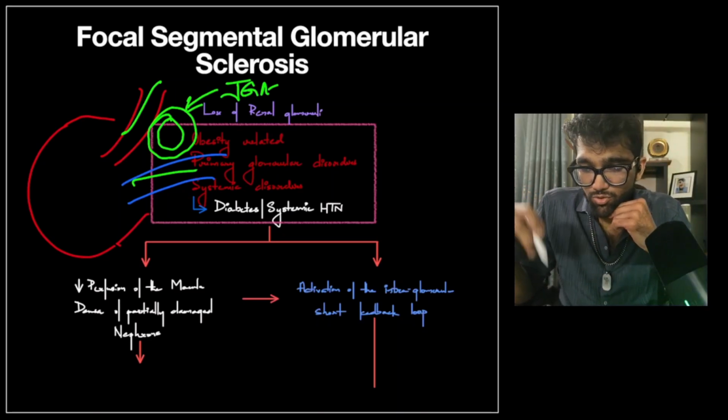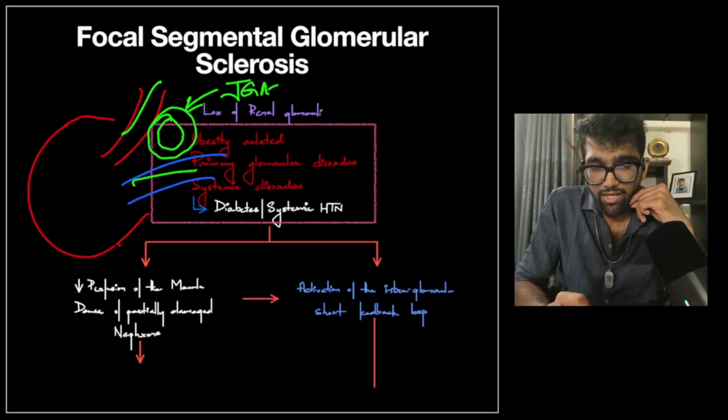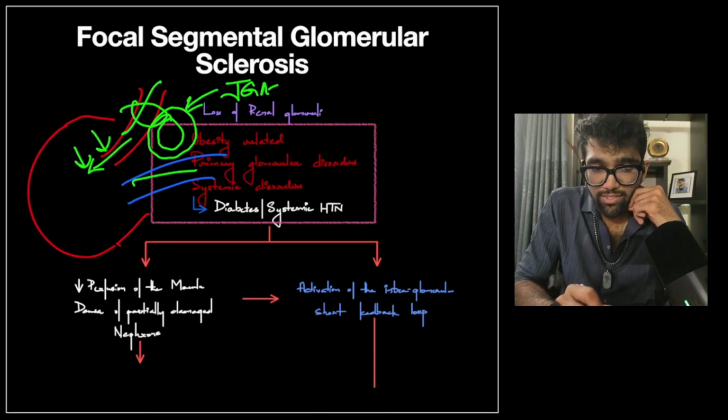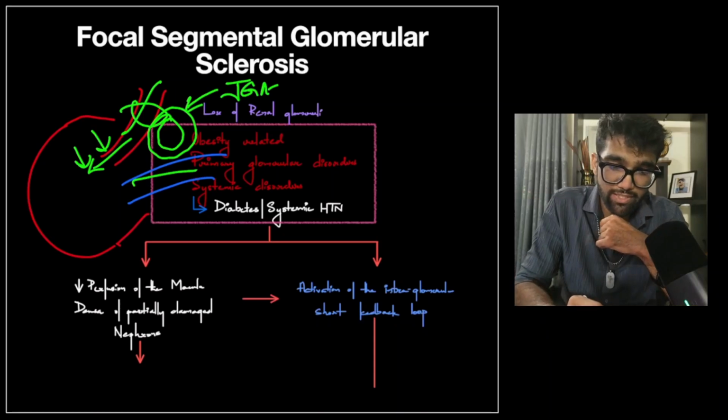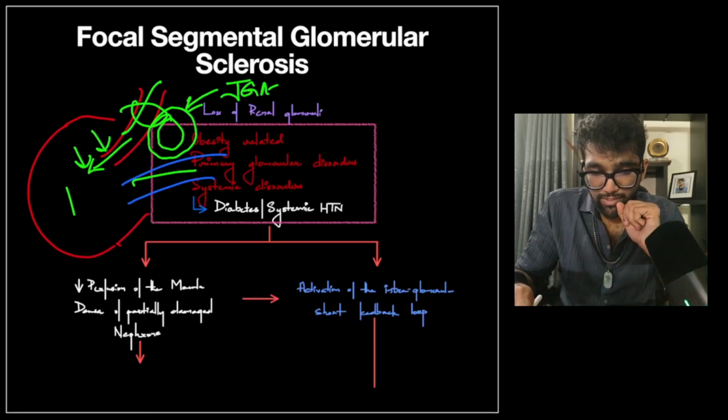So activation of the intraglomerular short feedback loop actually results in constriction of the afferent arteriole and dilatation of the efferent arteriole. So there is decreased blood flow into the glomerulus and increased blood flow out of the glomerulus, resulting in decreased hydrostatic pressures within the glomerulus, and that results in decreased GFR. Okay, so that is one thing that happens.